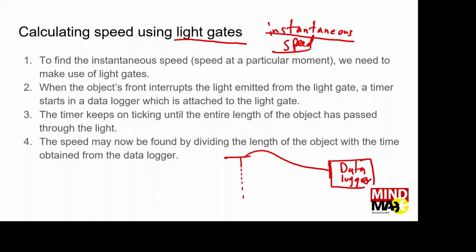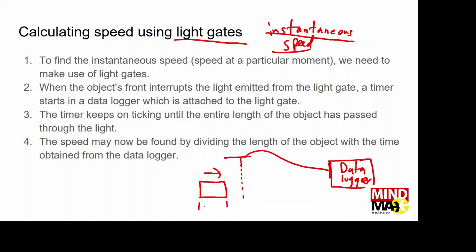A data logger, just like a call log records the incoming calls, the outgoing calls, and the missed calls on a phone, records data which has been collected by the light gate. So let's say the object, a toy car, is approaching the light gate. It's coming this way.